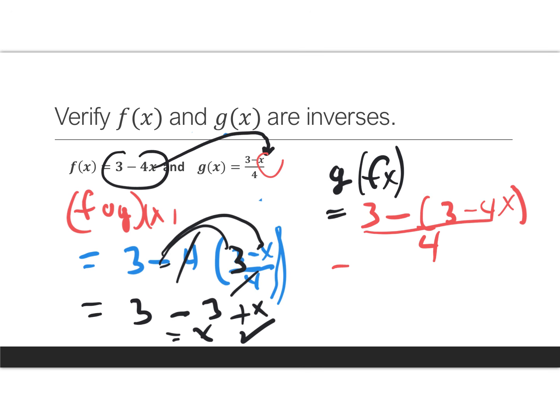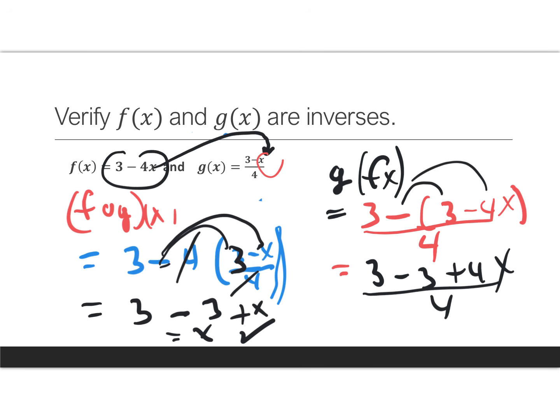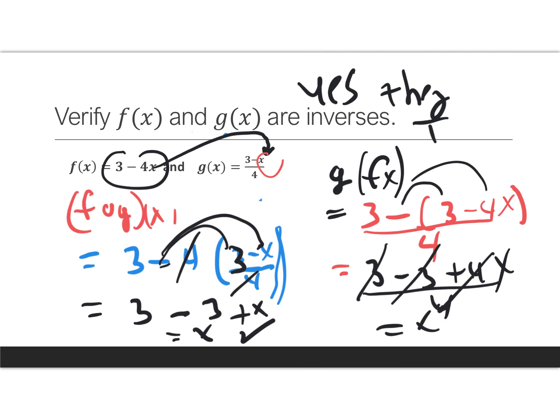Well, let's try to simplify that. Again, I'm going to have to distribute this minus twice. 3 minus 3 plus 4x, all divided by 4. 3 minus 3 cancels out. 4x divided by 4, the 4 cancels, equals x. So yes, they are inverses of each other. That's how you do it. Let's check to see if we're right.